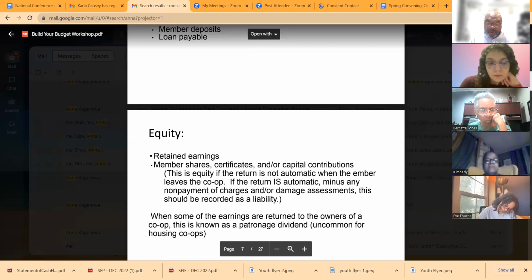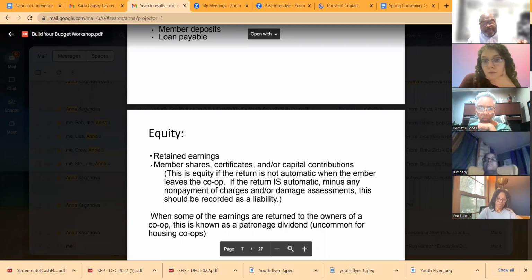When some of the earnings are returned to the owners of a co-op, it is known as a patronage dividend. Does anyone know what a patronage dividend is? That's when you, a member of a co-op, are accumulating your equity share in the co-op, and it's paid to you as a patronage dividend. So what do you do? Reinvest that if you want to leave it in the co-op? Yes, you can.